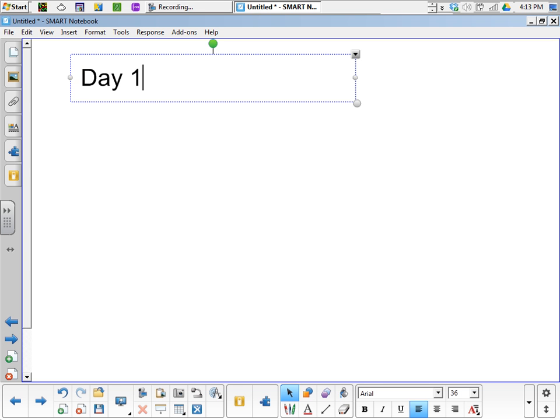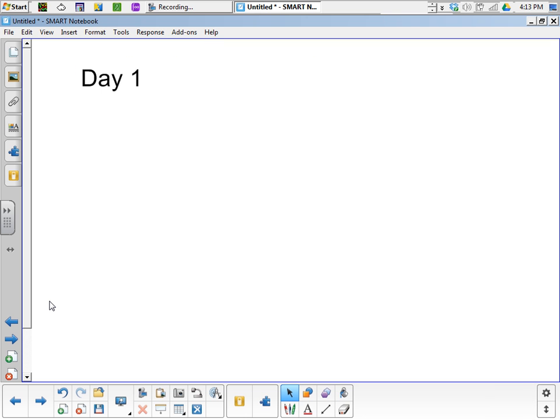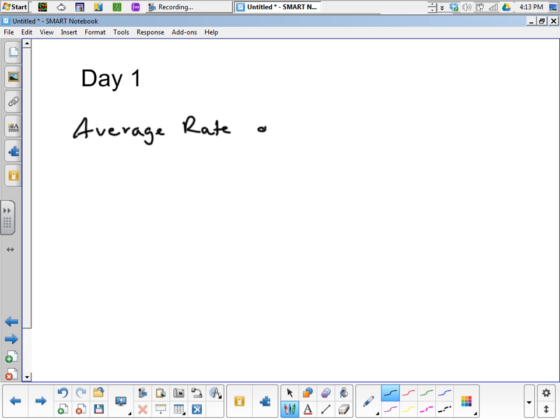Okay, so our first objective today is to discuss the average rate of change of a function. So what is the average rate of change of a function?